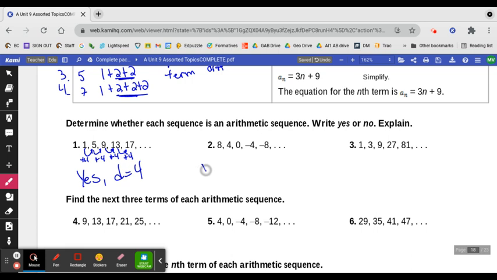Number 2 is yes, because to go from 8 to 4, I subtract 4. 4 to 0, I subtracted 4. 0 to negative 4, I subtracted 4. Negative 4 to negative 8, I subtracted 4. And d equals negative 4. Number 3, here I add 2, then I add 6, so there is no common difference.